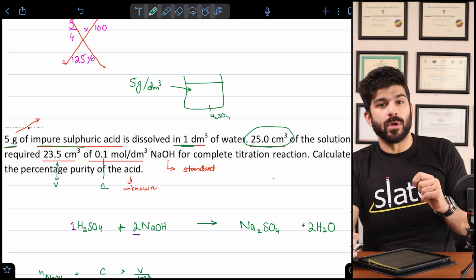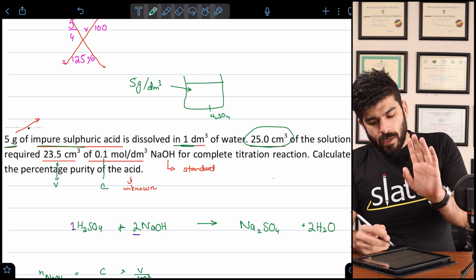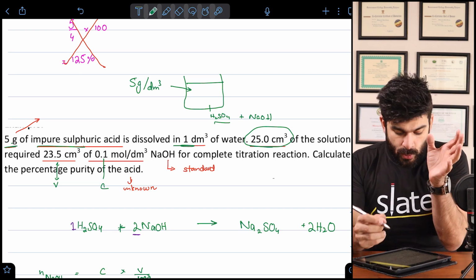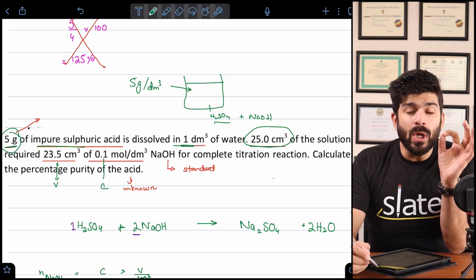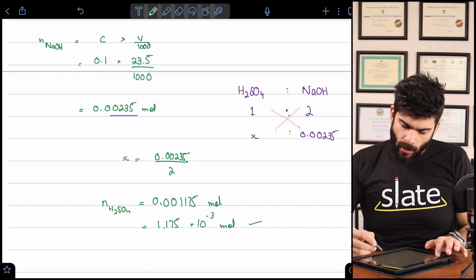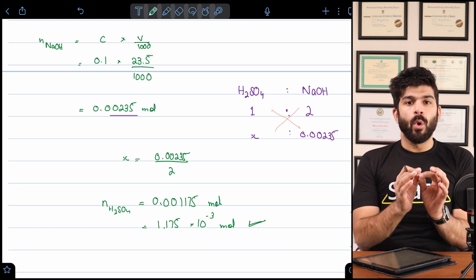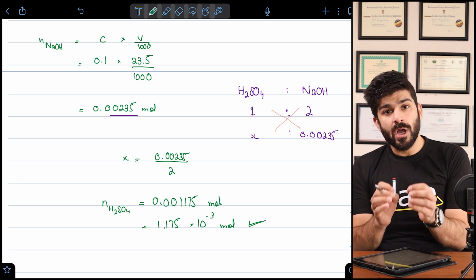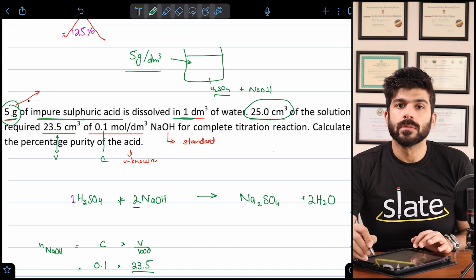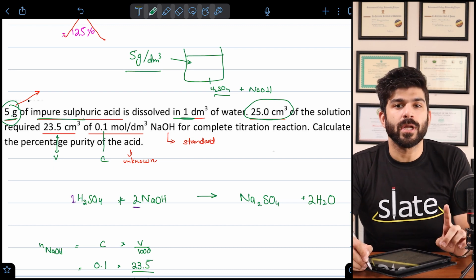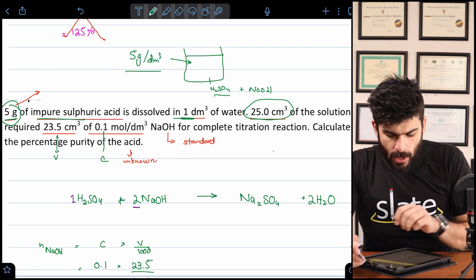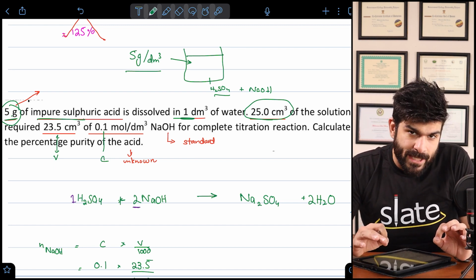Obviously, it's impure. When I'm going to react this sulfuric acid with NaOH, when I'm going to neutralize this. So students, since it's an impure one, only the pure sulfuric acid reacts. Whatever value of the moles I'm getting, that's the mole value of the pure material present inside the impure solution. So only the pure H2SO4 reacts. That's an assumption from our end, but that's how we're going to do the calculation.